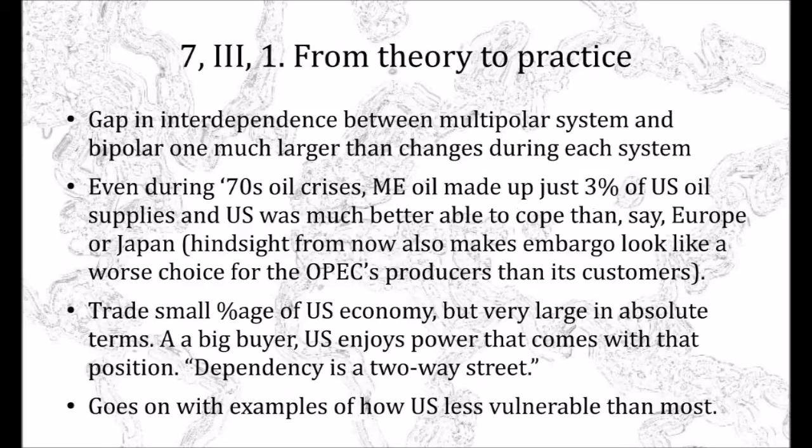So from theory to practice, he notes that the gap in interdependence between the multipolar system and the bipolar one is much larger than changes in interdependence while each of the systems were in effect. Interdependence much lower in bipolar than multipolar. And he argues that that is structural, that it would always be the case. Even during the 1970s oil crises, Middle East oil made up just 3% of US oil supplies, and the US was much better able to cope with them than, say, Europe or Japan. And you can look at the examples he shows there.